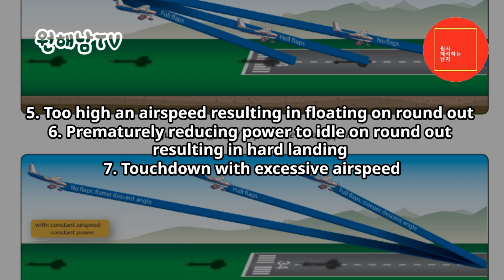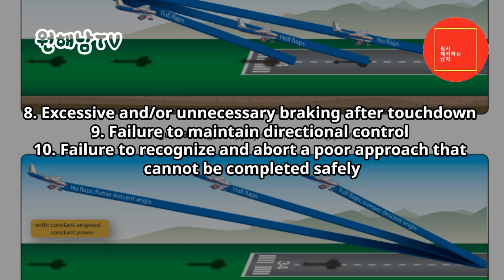7. Touchdown with excessive airspeed. 8. Excessive and/or unnecessary braking after touchdown. 9. Failure to maintain directional control. 10. Failure to recognize and abort a poor approach that cannot be completed safely.